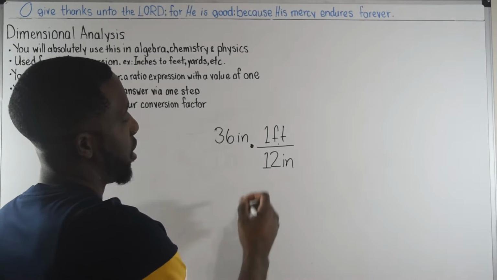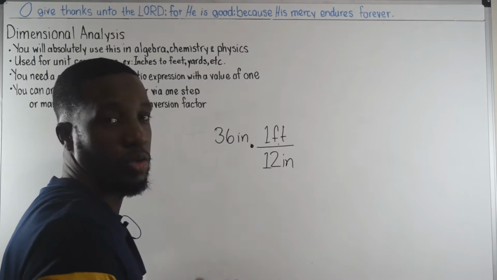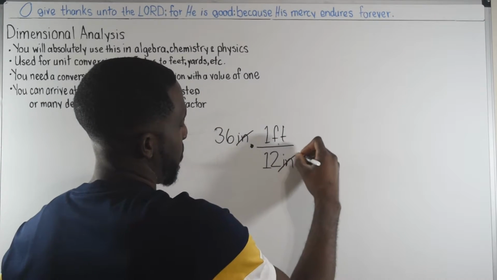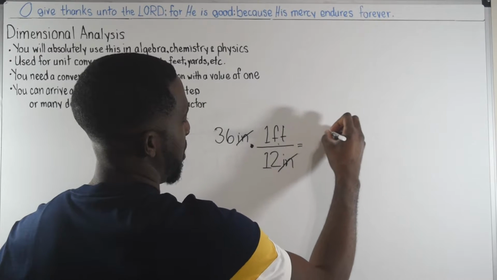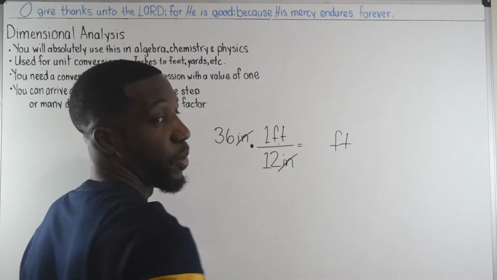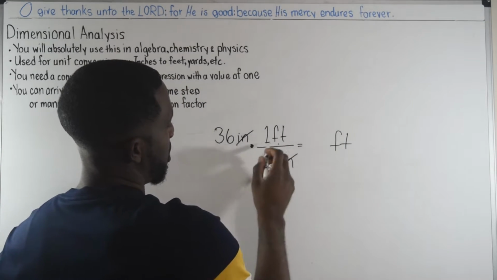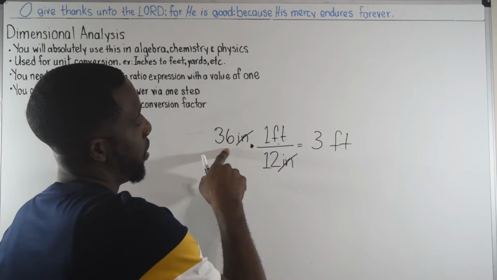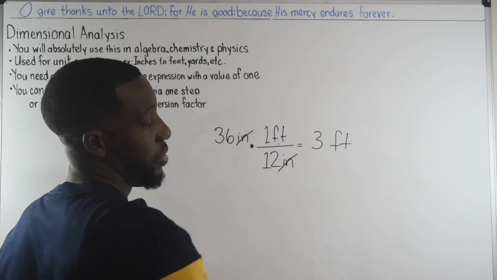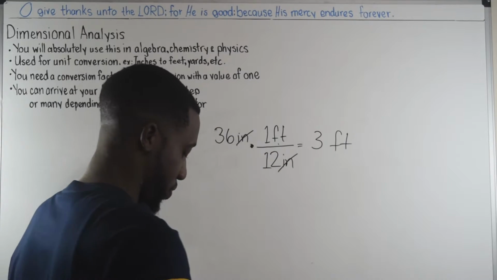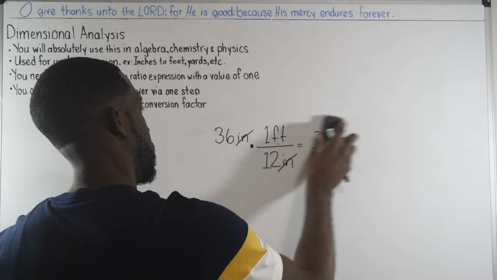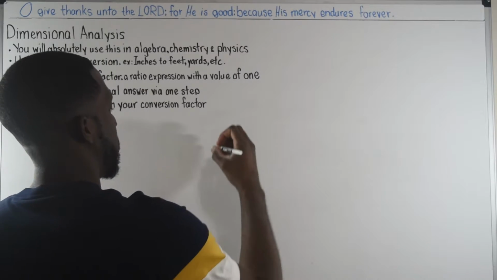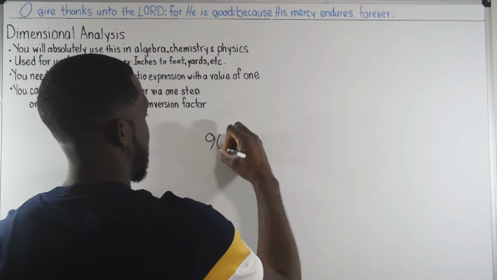So I just multiply them together. And remember, when you have the same thing on the top and the bottom, you can cancel out. So I cancel this out right here. So now I have feet, right? So 36 divided by 12 is 3 feet. So 36 inches is equal to 3 feet. That's simple, okay?